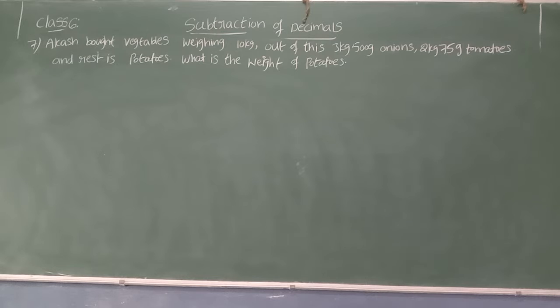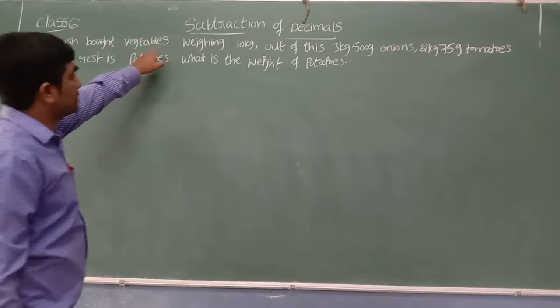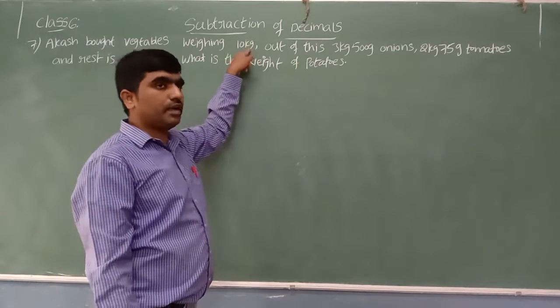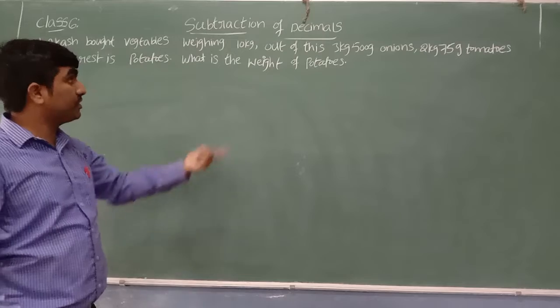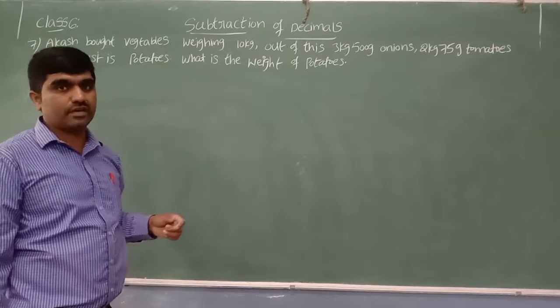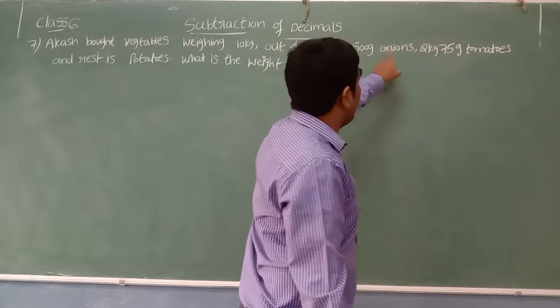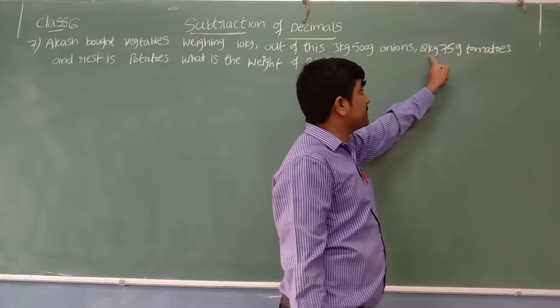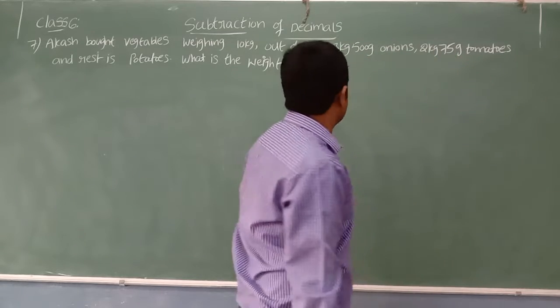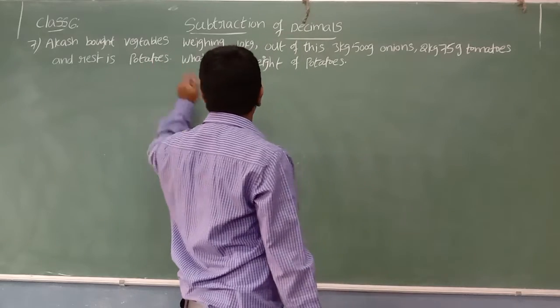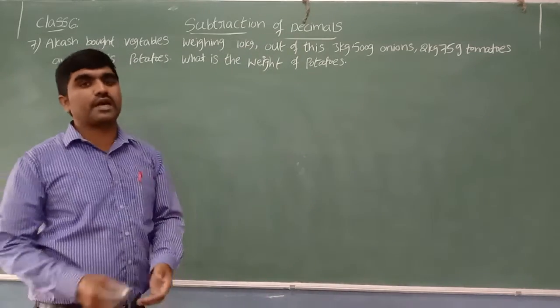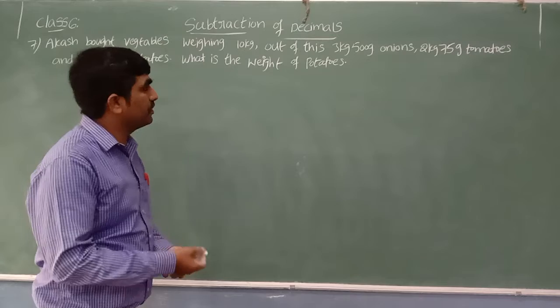Children, we will see the next one now. Here they give an application based on subtraction. Akash bought vegetables weighing 10 kg. It means the total weight of the vegetables is 10 kg. Out of the 10 kg, 3 kg 500 grams are onions and 2 kg 75 grams are tomatoes and the rest is potatoes. What is the weight of the potatoes they are asking? So how can we do this?